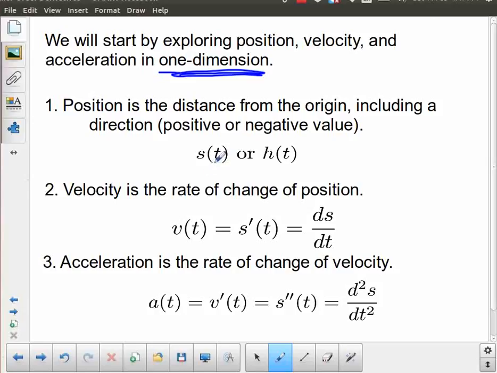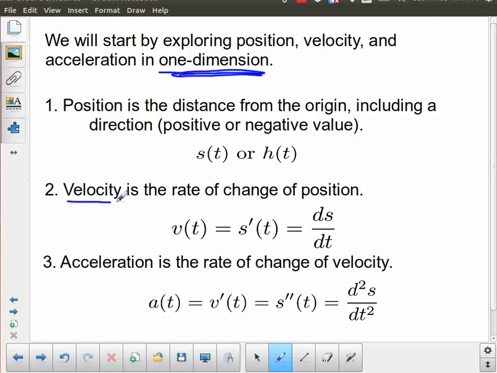Now, when your position is changing, if you think about, for example, you're sitting in a vehicle, if you're sitting in the vehicle and it's sitting still, your position is not changing. And that means that your speed or your velocity is zero. If, however, you start moving, then you're no longer going to be in the same place. So velocity is the rate of change of position. Velocity tells you how your position is changing.